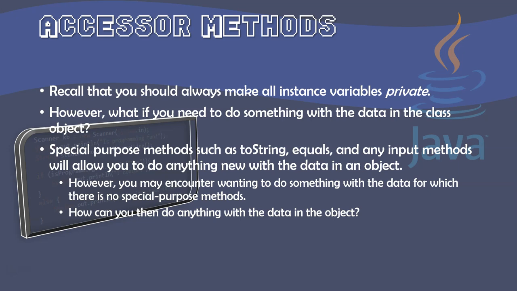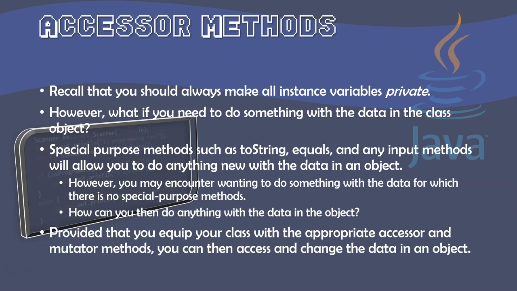Well, we have special purpose methods that exist, such as toString and equals, and any input methods allow us to do new things with data, right? So we've seen this. However, we may want to do something with the data for which there is no special purpose method. And so then how can we do anything with the data that's in that object? Well, provided that we equip our class with the appropriate accessor and mutator methods, we can then access and change the data in an object.